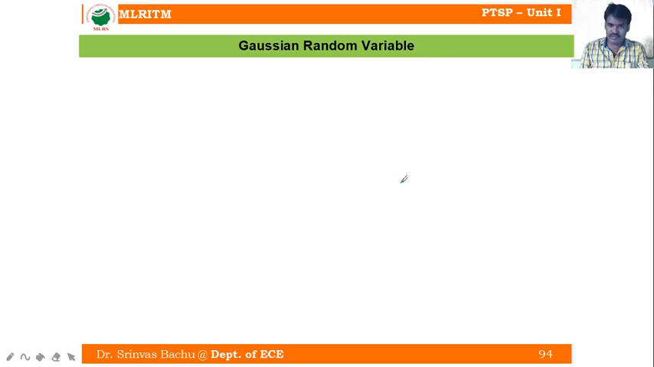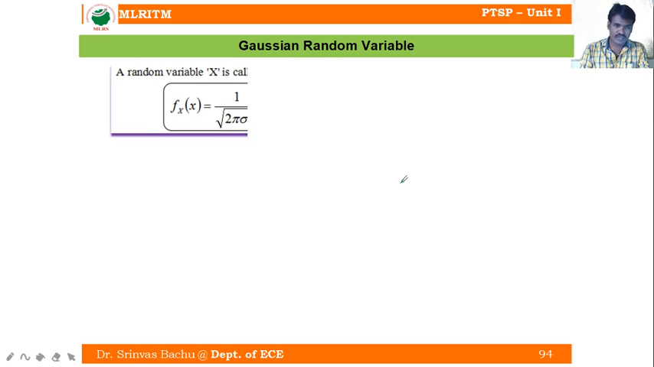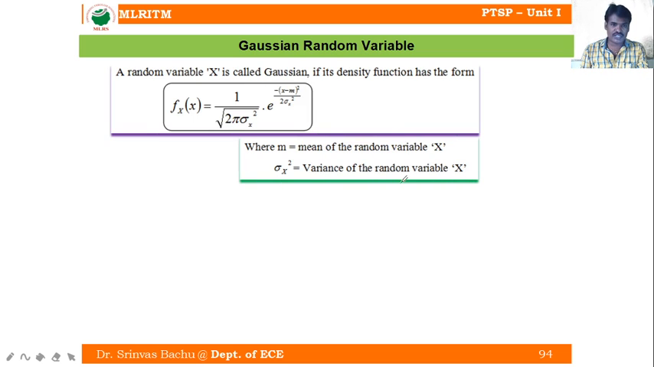Coming to the next topic, the Gaussian random variable, we'll discuss the corresponding Gaussian distribution and densities, and draw the plots. A random variable x is said to be Gaussian if and only if the density is of the form 1 by square root of 2 pi sigma square x into e power of minus (x minus m) whole square by 2 sigma square x, where m is called the mean value of the random variable X and sigma square x is called the variance of the random variable x.